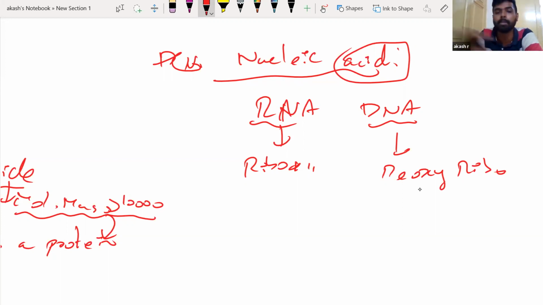90% of things are common between RNA and DNA. Not even 99%, most things are common between your RNA and DNA. Two major differences will be there, but most of the things will be common for RNA and DNA. Now obviously we know that these are the ones which are going to be responsible for transferring the hereditary information.